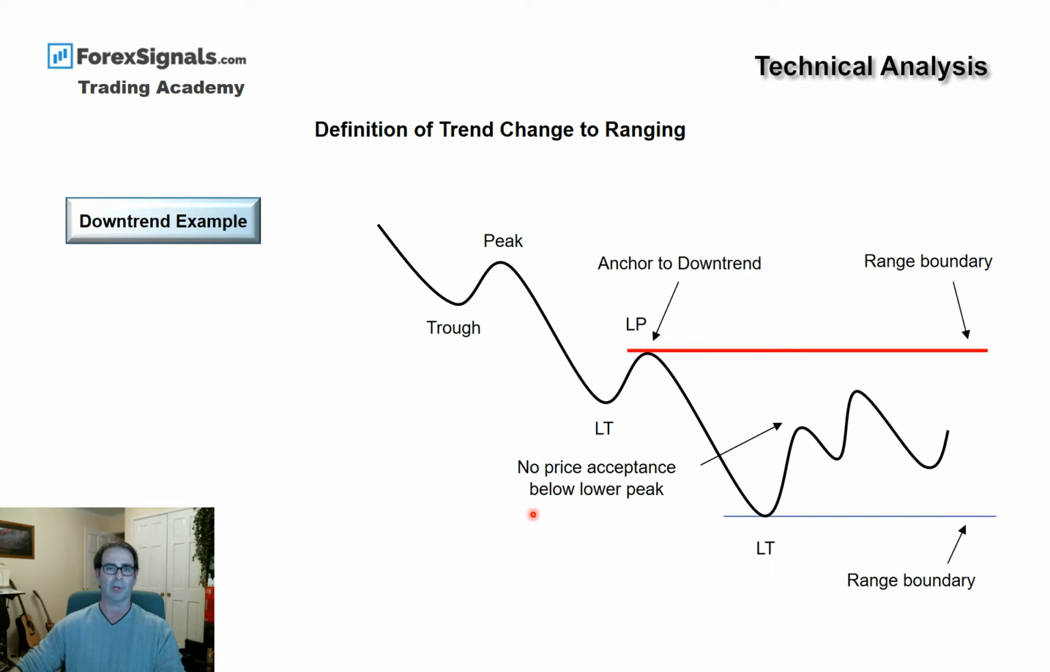Let's have a look at a downtrend example. Prices push down into a trough, up into a peak, lower trough, lower peak. Price breaks through the lower trough.